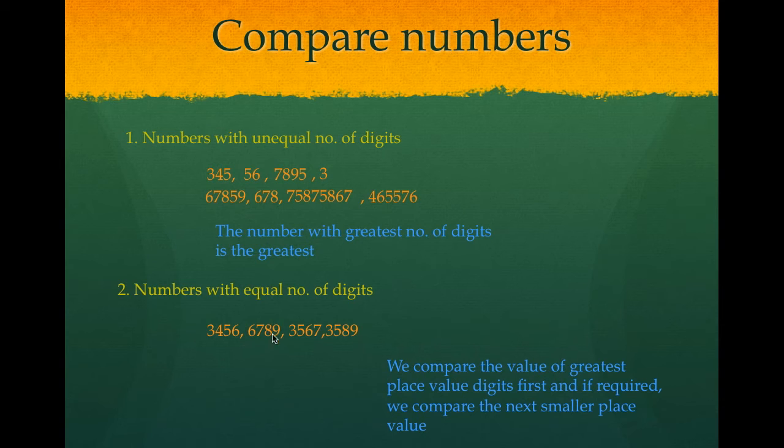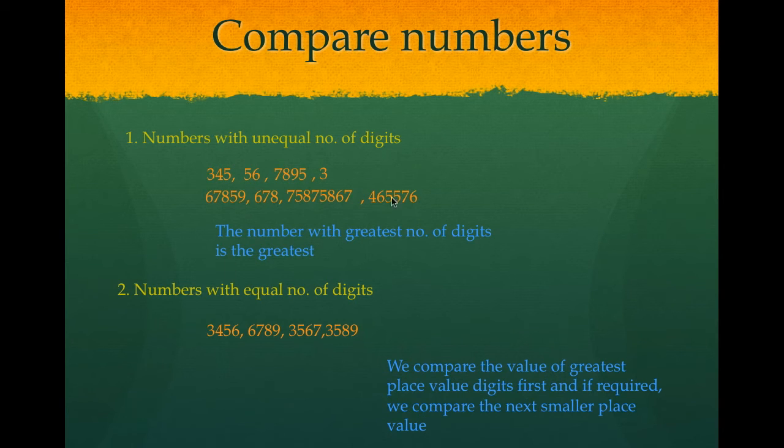Then for the next greatest number, we move to the next smaller place value, which is hundreds here. So at the hundreds position, we see that we have 4, 5 and 5. So 4 is smaller, so this number is the smallest. Now we have to compare between these two numbers. So we'll move to the next smaller place value, which is tens. At tens we have 6 and 8. So this is smaller. So the next highest number is this. So the first highest was this, then this, then this, and this is the smallest number.